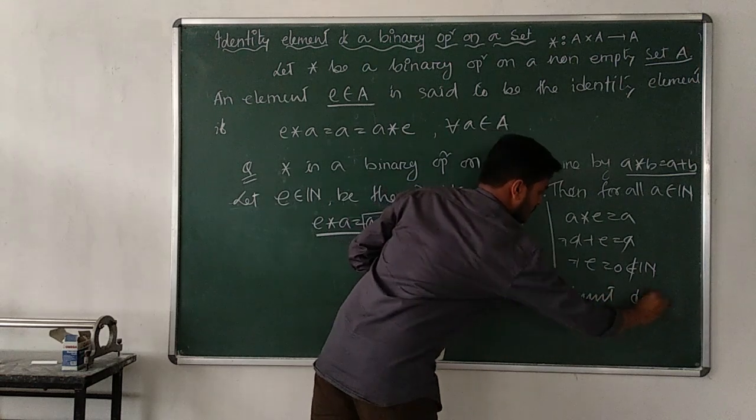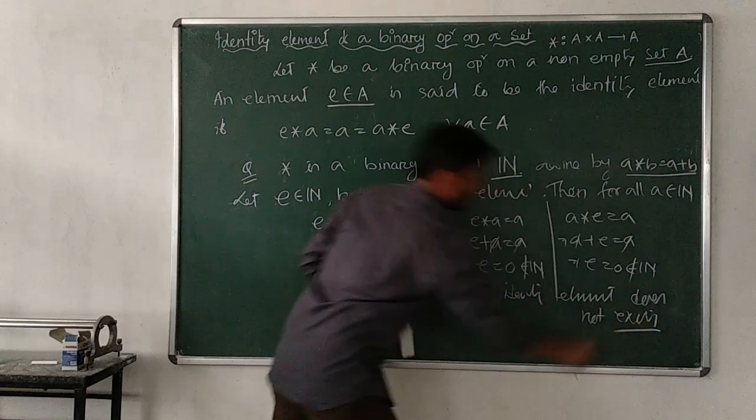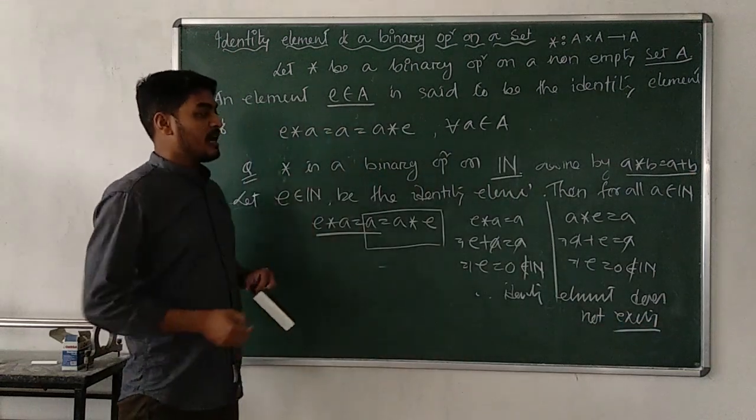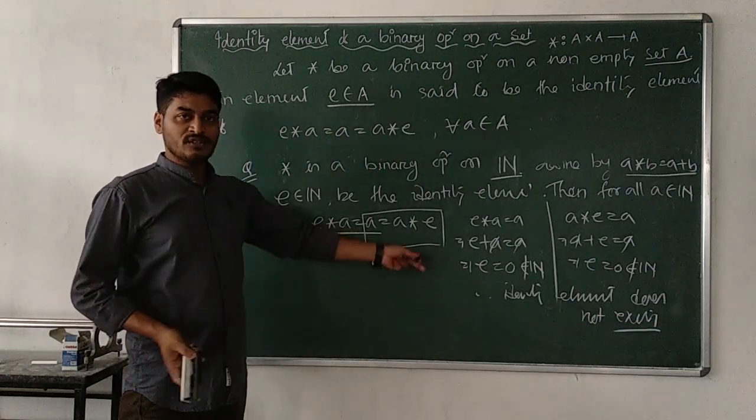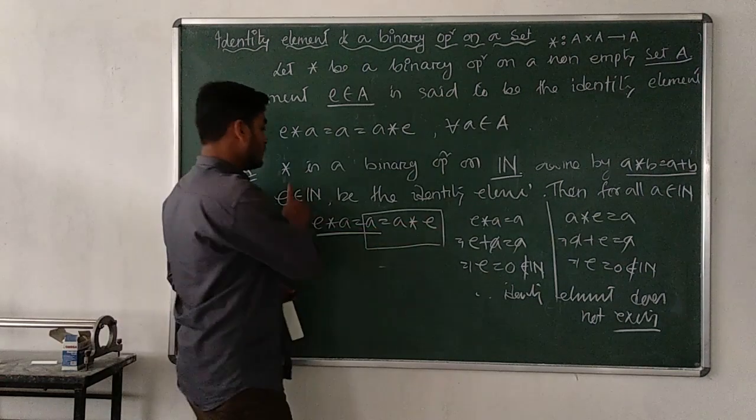does not exist under this binary operation. Under this operation, the identity element does not exist. Even though we got e equal to 0, it is not the identity element. Why not? Because what should e be?